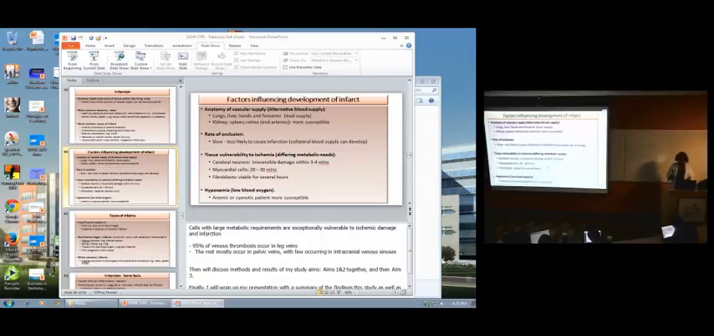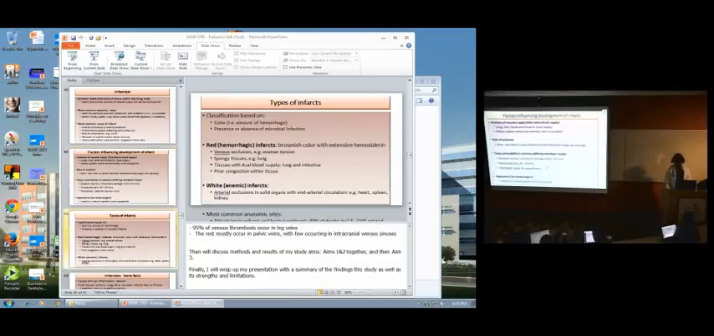Another factor that can influence the development of an infarct is a pre-existing condition like low blood oxygen. For example, patients who are anemic already have lower oxygen content. Or people who have sickle cell anemia or other conditions, or they're cyanotic for one reason or the other, these people are more likely to develop an infarct than others.